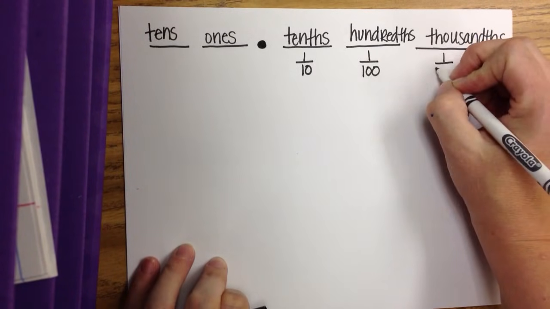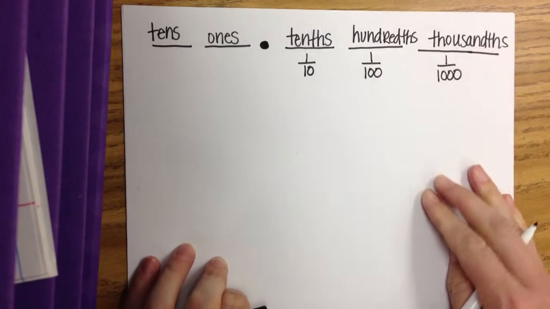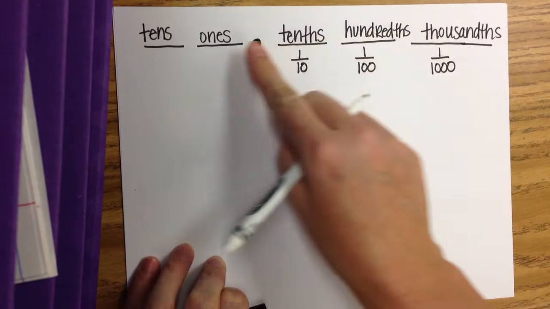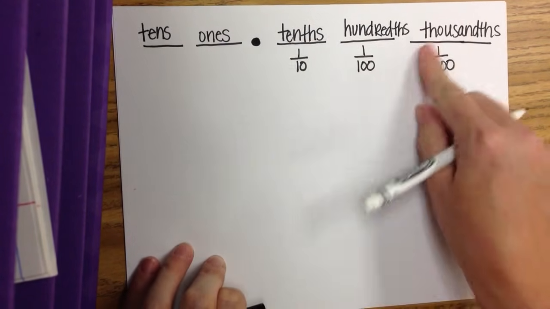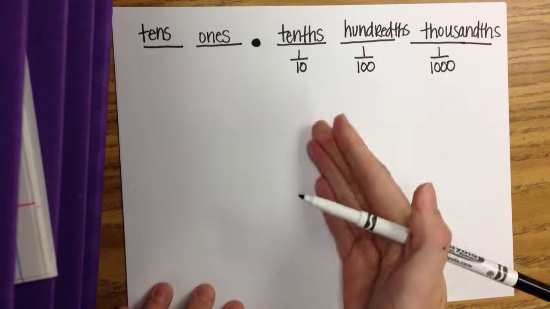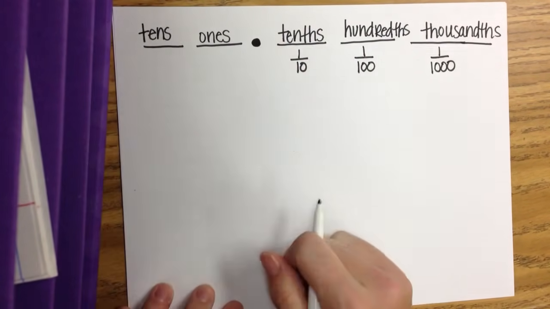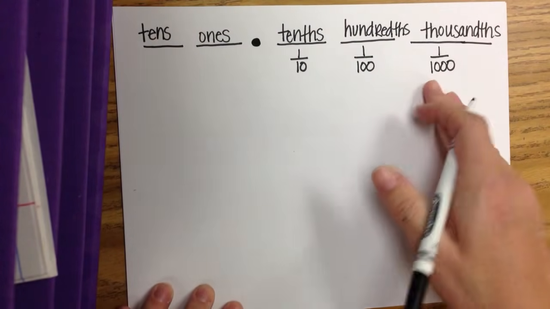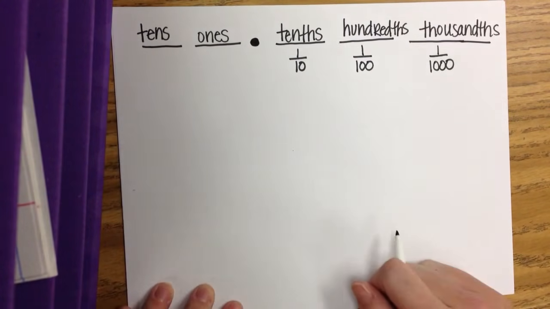And we can also write the thousandths place as 1/1,000 for the same reason. It takes 1,000 of these to equal one whole. So when we talk about numbers in the tenths place, it is 1/10 of the whole number, the hundredths place is 1/100th of the whole, and the thousandths place is 1/1000th of the whole.